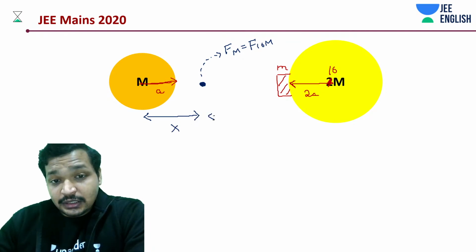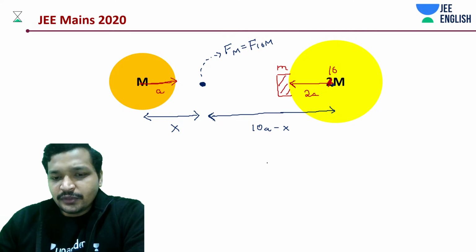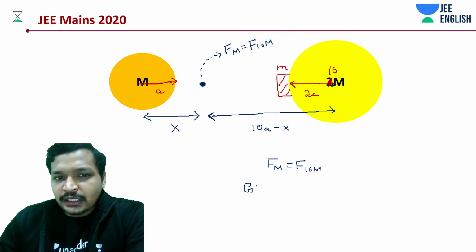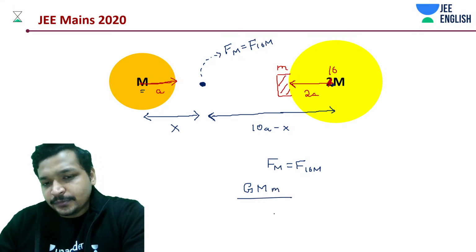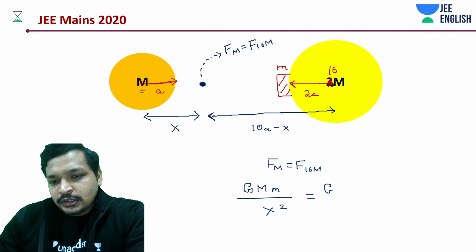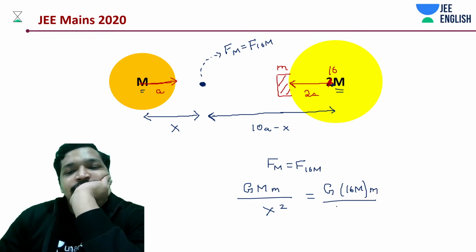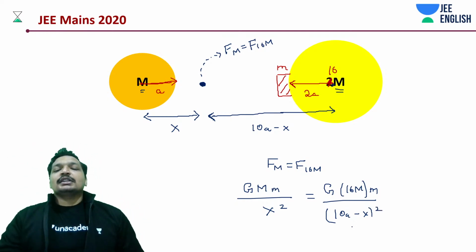x means the other one is going to be from the center 10a minus x. So take this mass to be something like m. We'll be saying F of m is equal to F of 16m, which gives us G into M, which M? First of all, we are dealing with this M, so M into small m divided by x square, equals G into 16m divided by 10a minus x whole square. A pretty simple problem because the calculation is too much in our favor.